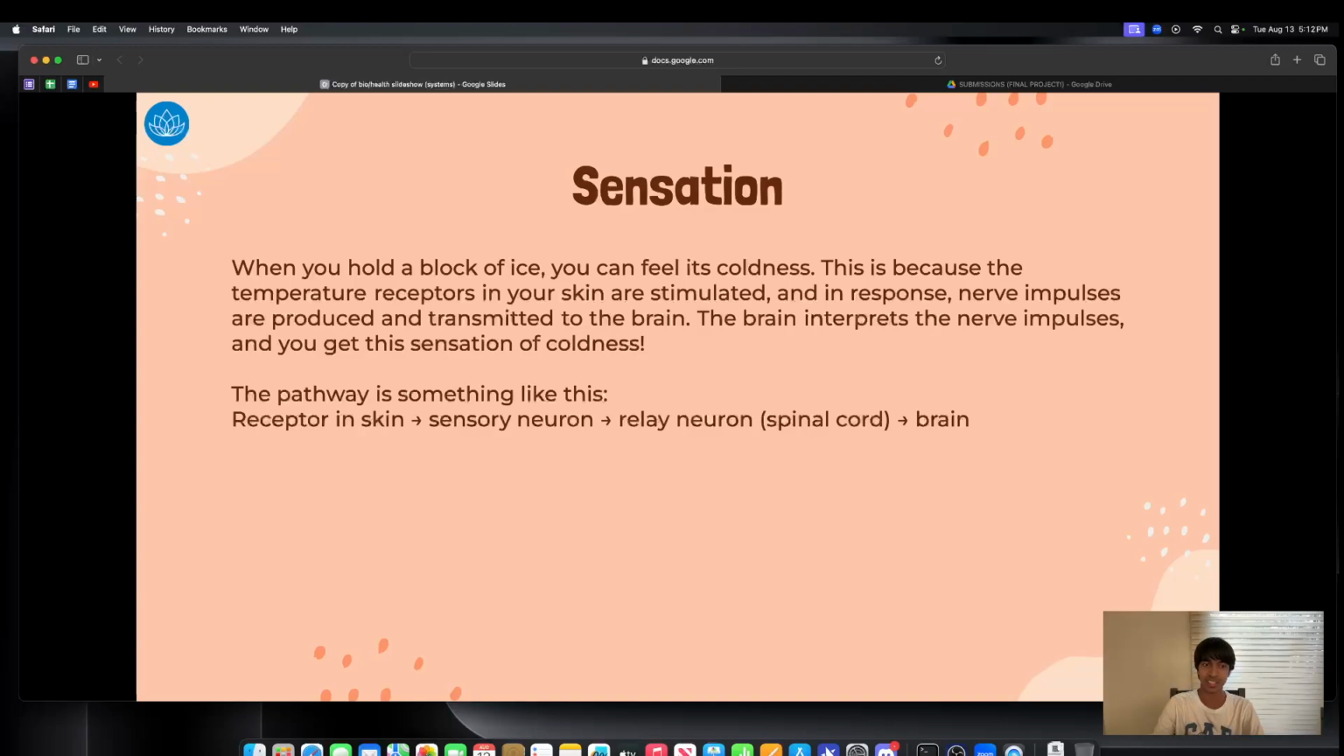So the pathway is something like this. The receptor in the skin, then the sensory neuron, then the relay neuron, and then the brain. So you feel the coldness, then the temperature receptors in your skin are stimulated. They're like, oh, I feel this coldness. And then the nerve impulses are produced. So as soon as they feel the coldness, they need to produce these impulses and transmit them to the brain through the relay neurons. And then the brain interprets these, and you get the sensation of coldness in your brain and from your fingers, right? So it's really cool how nerves are sending information to each other through the CNS.